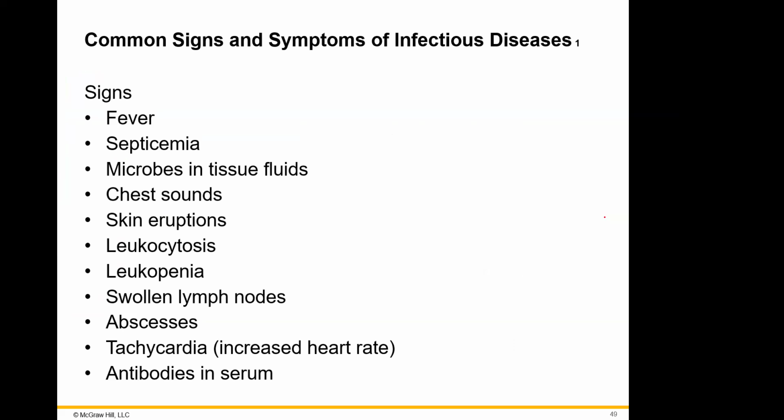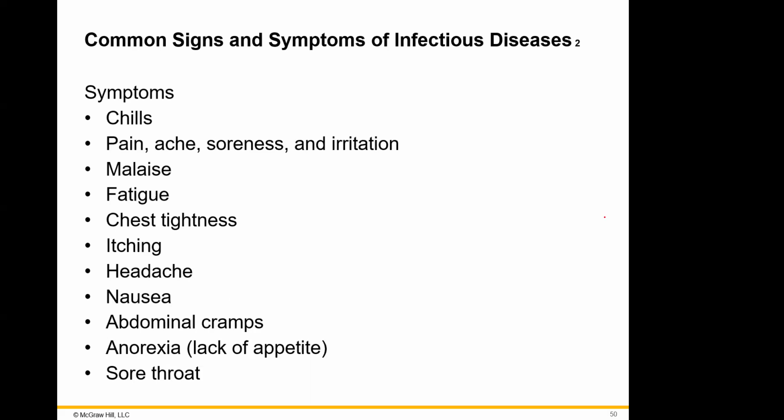Signs that you can measure, right, and verify. Fever, septicemia, so how many organisms are growing in the blood, flourishing in the blood. Microbes in tissue fluids where they shouldn't be. Chest sounds, skin eruptions, leukocytosis, so a lot of white blood cells in something. Leukopenia, low white blood cells. Swollen lymph nodes, abscesses, tachycardia, the fast heart rate, and antibodies that are present in serum against whatever disease. Okay? You can verify all of those things.